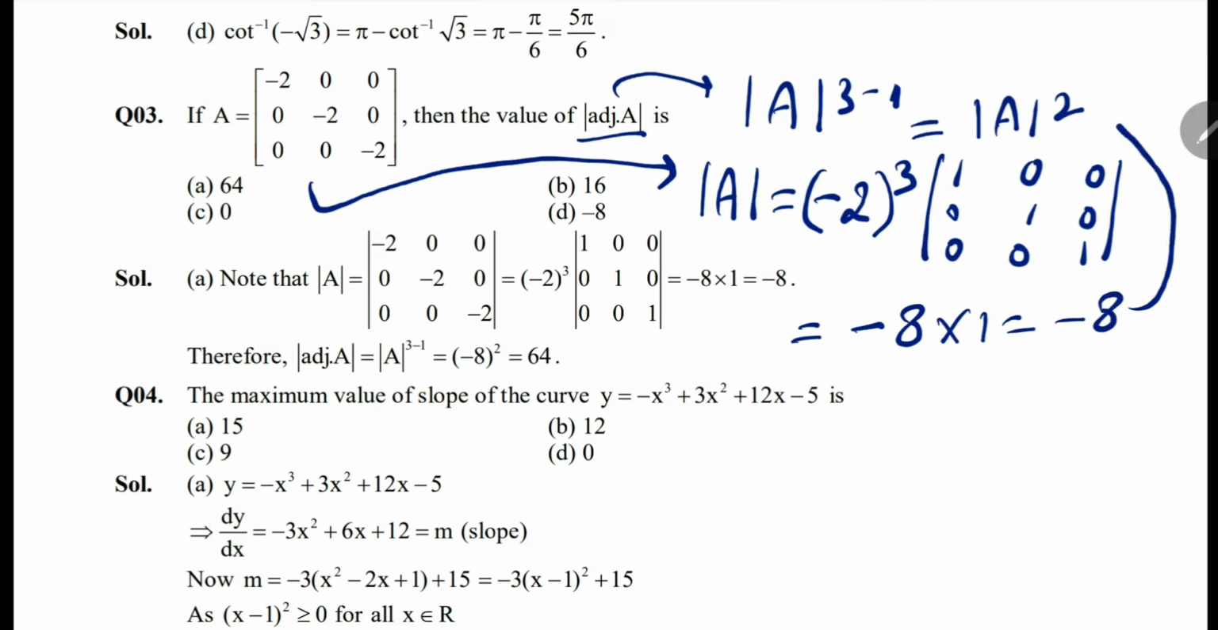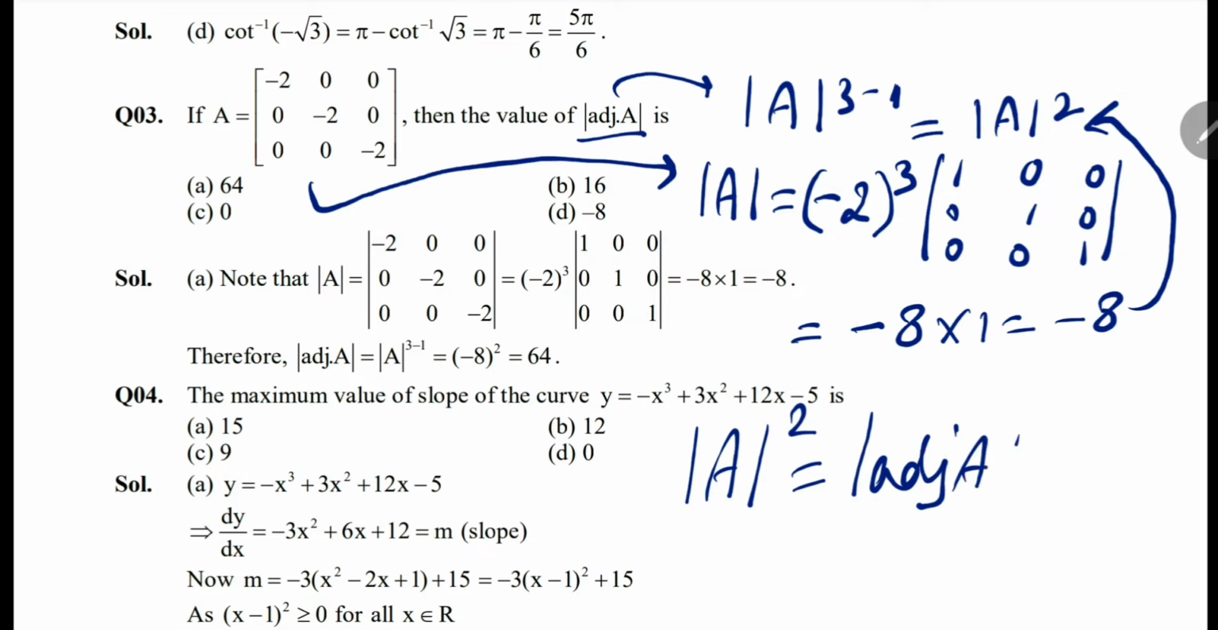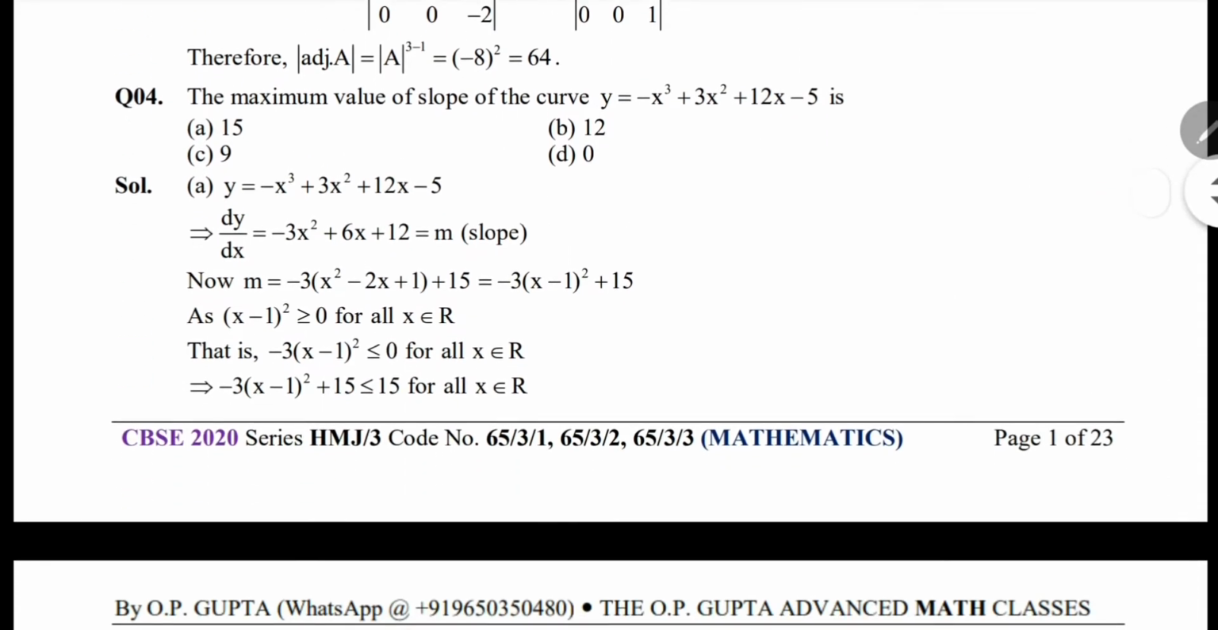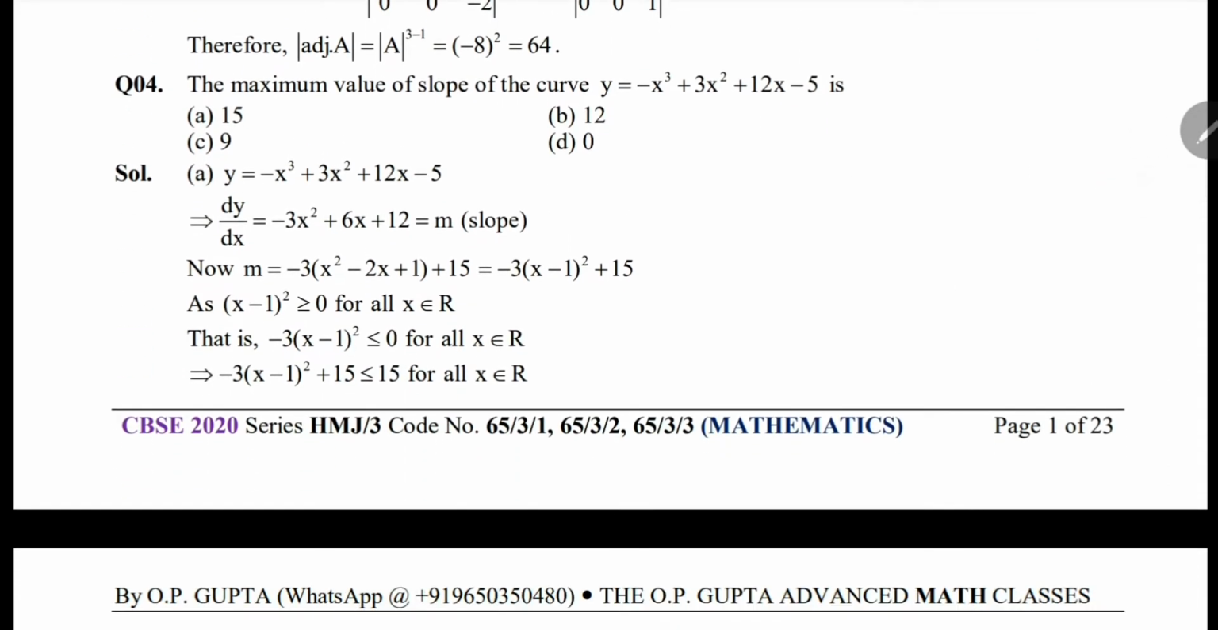Now you can replace this value in this expression which I initially explained to you. So therefore mod of A square, means determinant of adjoint of A, so that means minus 8 whole square, that is 64. So with that you can see option A is correct for this problem. Now we go for question number 4.